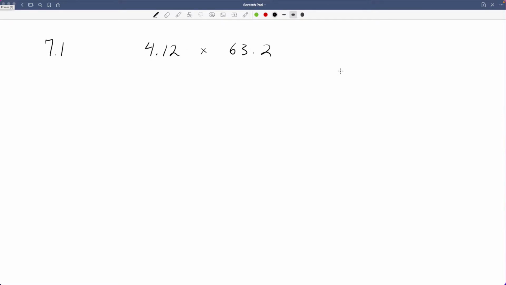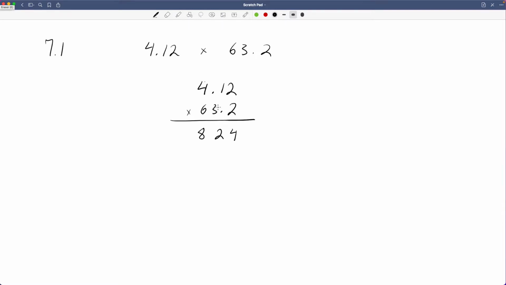There's a little step that you do at the end, but in the process of multiplying, we treat them like regular numbers. So I'm going to write 4.12 and 63.2, and I'm going to multiply them just like normal. So 2 times 2 is 4. 2 times 1 is 2. 2 times 4 is 8.